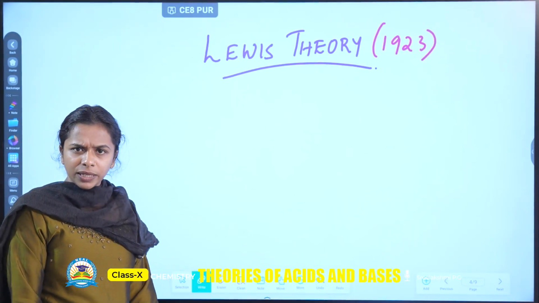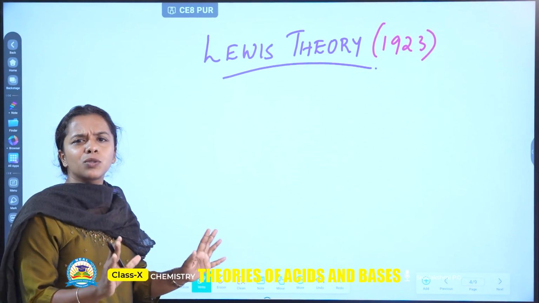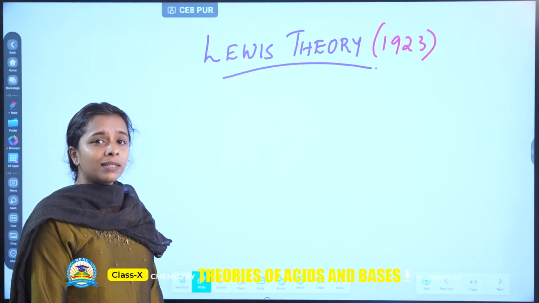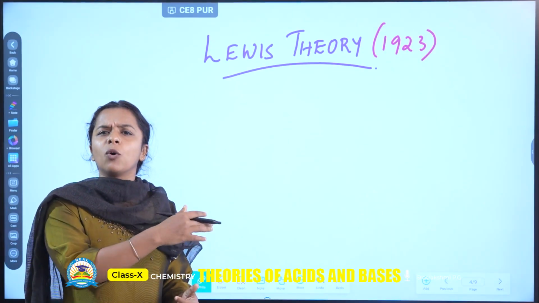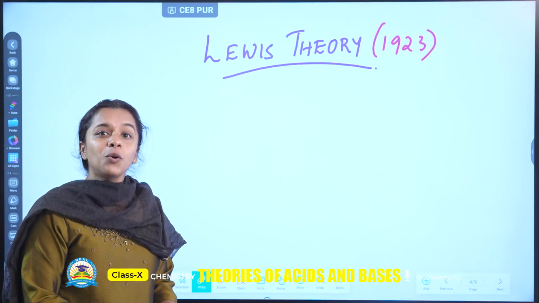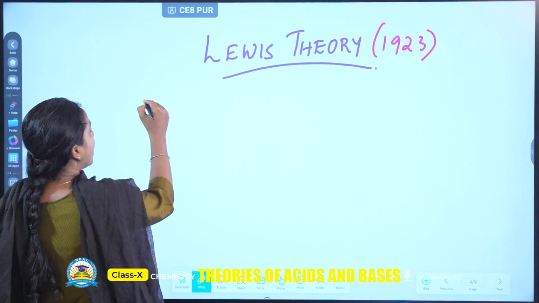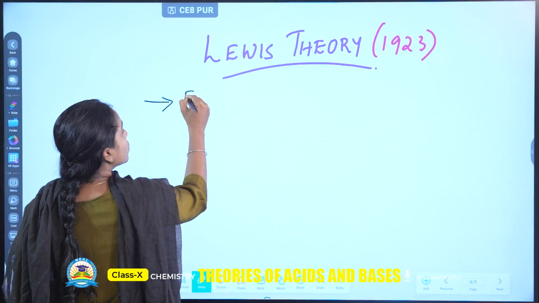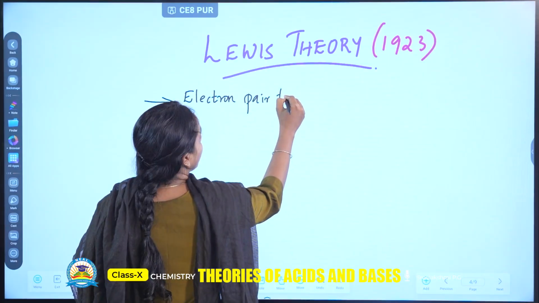Very important one. Both of them said that there should be hydrogen or OH minus to confirm whether it is an acid or base. But it is not always like that, right? But when you consider the subatomic particle, that is the electron, electrons are present in all the atoms, in all the substances. So Lewis has proposed another theory that was completely based on electron pair transfer.